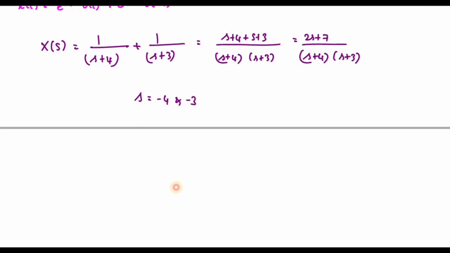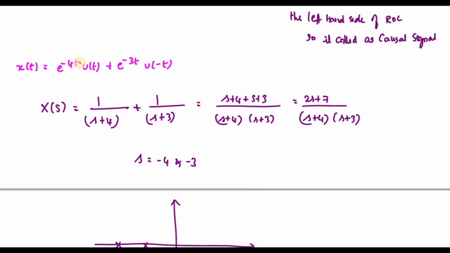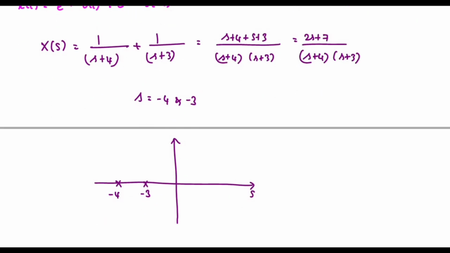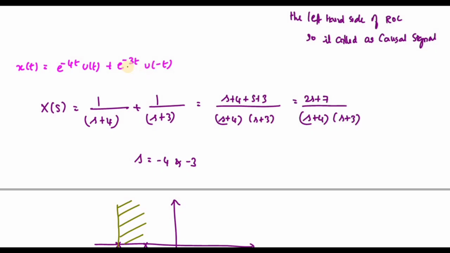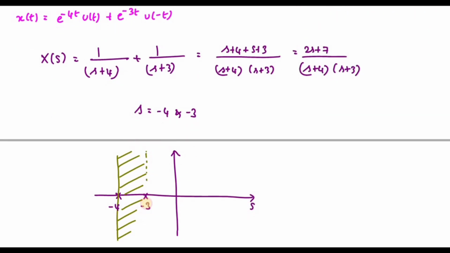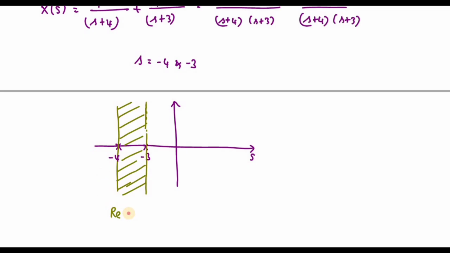So let us draw this one. This is my minus 4 and this is my minus 3. Since e^(-4t) is given with u(t), I have to draw the ROC from minus 4, okay. And since e^(-3t) is given with u(-t), the ROC you have to draw from minus 3 toward the left hand side. So this is how my region of convergence must look. You can see the region of convergence of s is from minus 4 to minus 3.